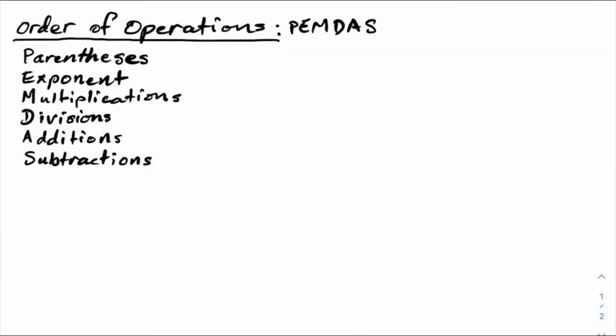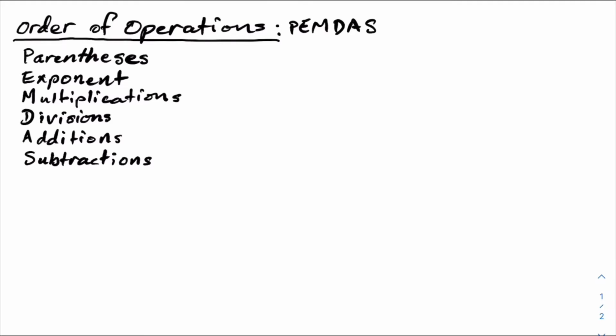So in this video, I'm going to go over the order of operations, and I'm going to work on a few examples step by step. So order of operations is simplifying expressions in the order in which I have written down here. The order of operations.